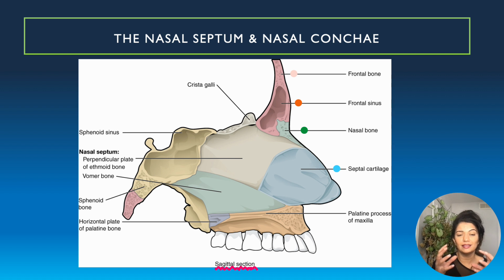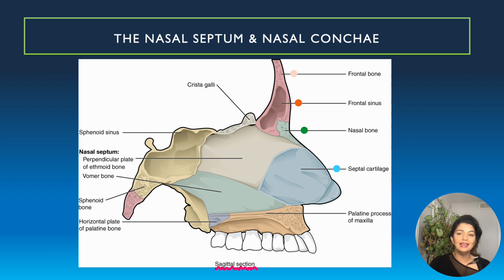Now, inside this nasal septum, we've got concha or conchae. They have an important role. They swirl the air that we breathe in, warm it, and moisturize it before it goes into our lungs, which are a very delicate organ.